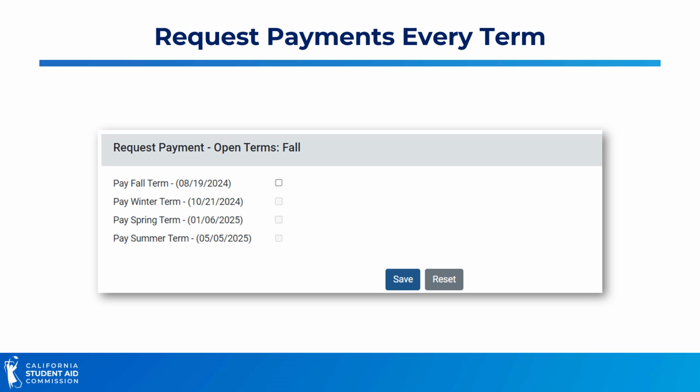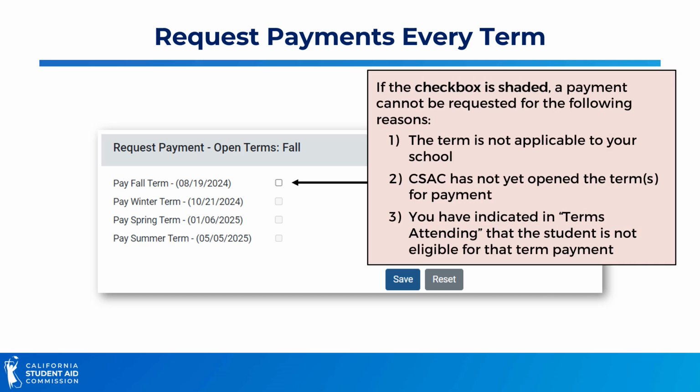As you're attempting to pay students, you'll notice that some of the checkboxes next to the academic terms are grayed out and will not allow a payment to be requested. This is for one of 3 possible reasons. First, that term may not be applicable to your school. For example, a semester school with fall and spring terms will not be able to request payment for winter term.